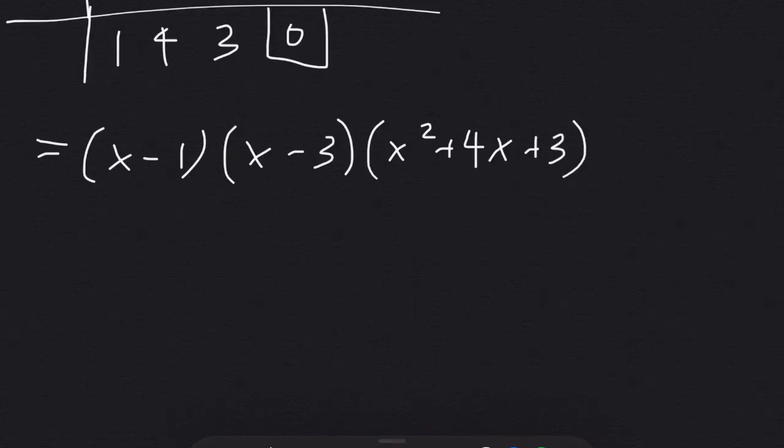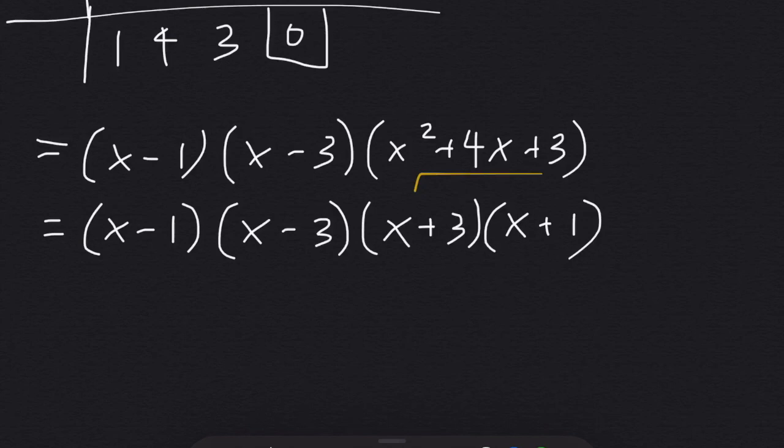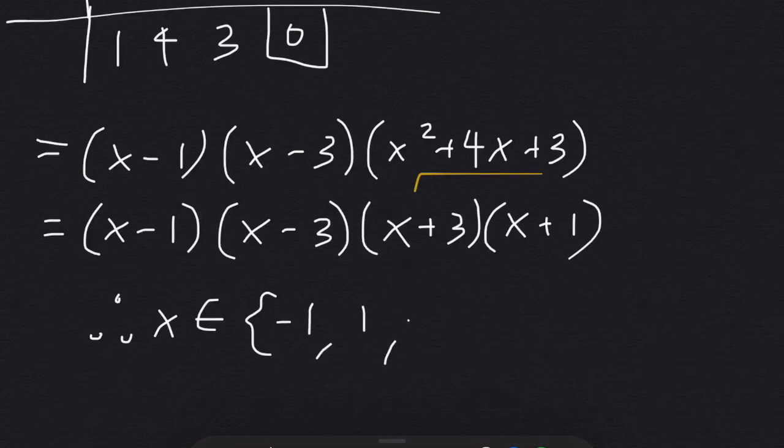So now to simplify this equation, we find two numbers that add to 4 and multiply to 3. These two numbers would be 3 and 1, and so our final equation would look like that. And so therefore our final solutions for x would then be negative 1, 1, negative 3, and 3.